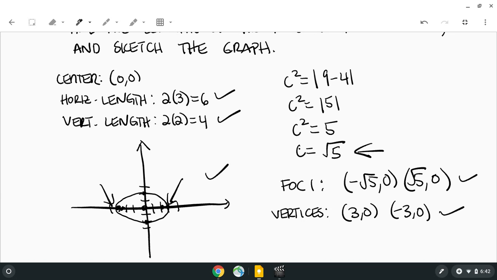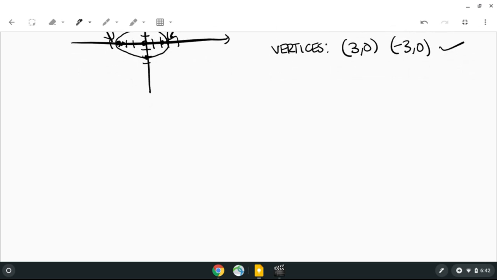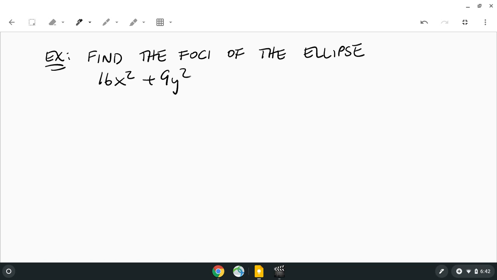All right, let's take a look at another one. Let's find the foci of the ellipse 16 x squared plus 9 y squared equals 144, and sketch the graph.